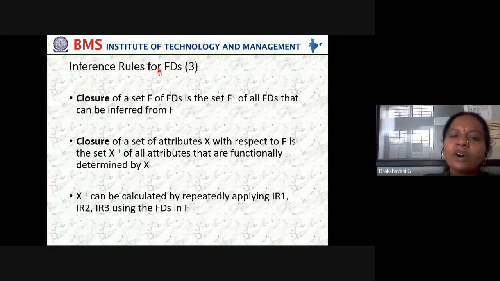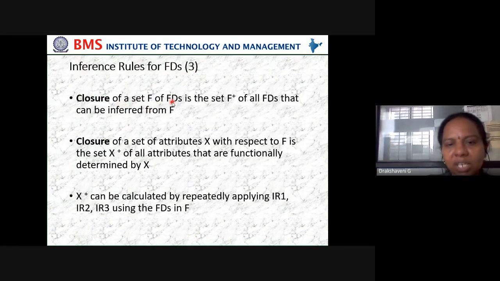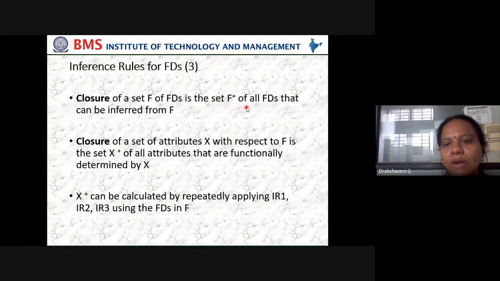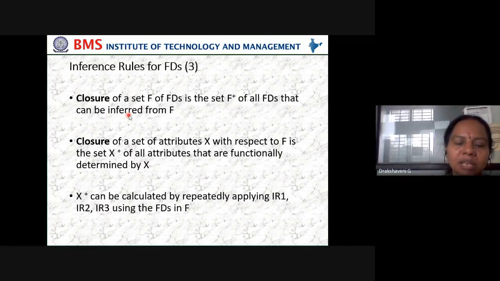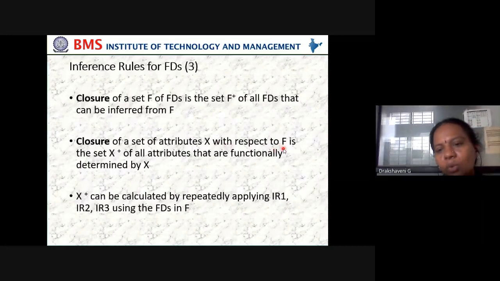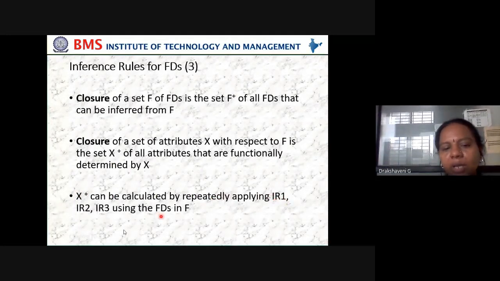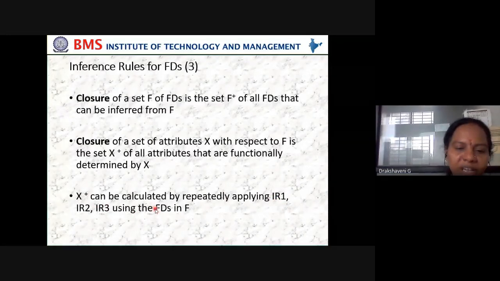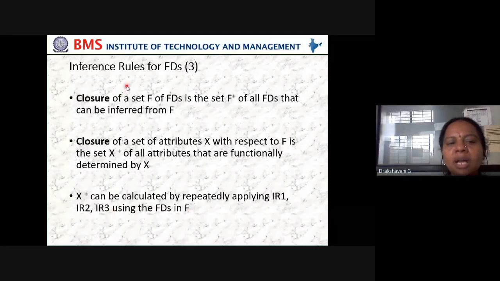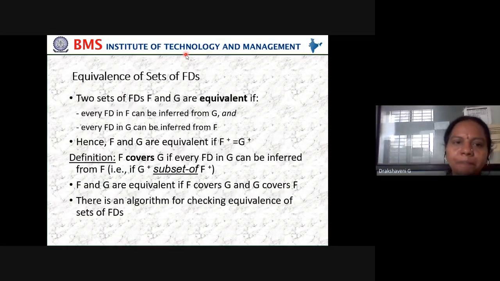The inference rules for functional dependency, part 3. The closure of a set F of functional dependencies is the set F plus of all functional dependencies that can be inferred from F. The closure of a set of attributes X with respect to F is the set X plus of all attributes that are functionally determined by X. X plus can be calculated by repeatedly applying IR1, IR2, IR3 using the functional dependencies in F.